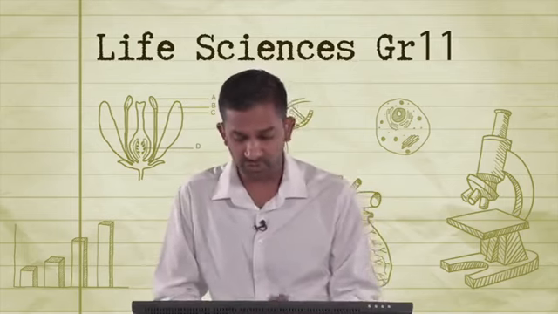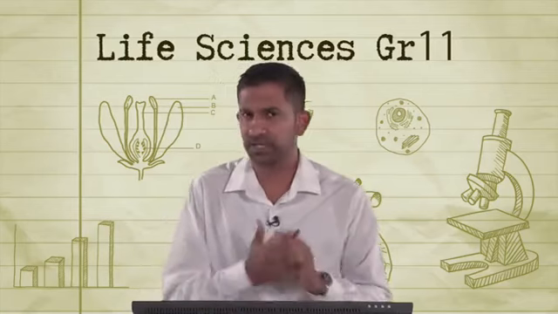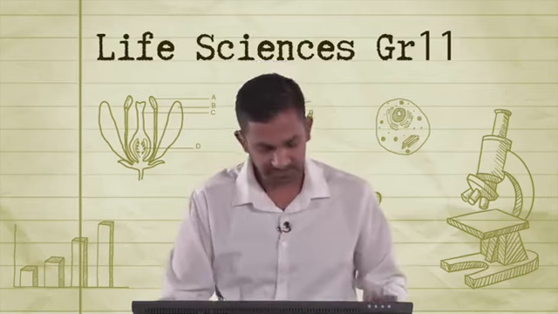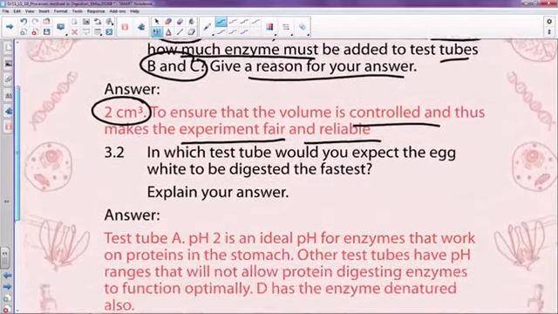So I would, in my experiment, add 2 centimeters cubed of enzyme to each of test tubes A, B, C, and D to ensure that I've controlled the volume, thus making my experiment fair and reliable, knowing that it's not the volume of the enzyme that is affecting the result. Remember that we are testing the effect of different pHs and not the concentration in this case. So the aim is to determine the effect of different pHs, and hence we've got to ensure that the volume of enzyme is consistent in all test tubes. If we did otherwise, it would change the aim of the experiment.